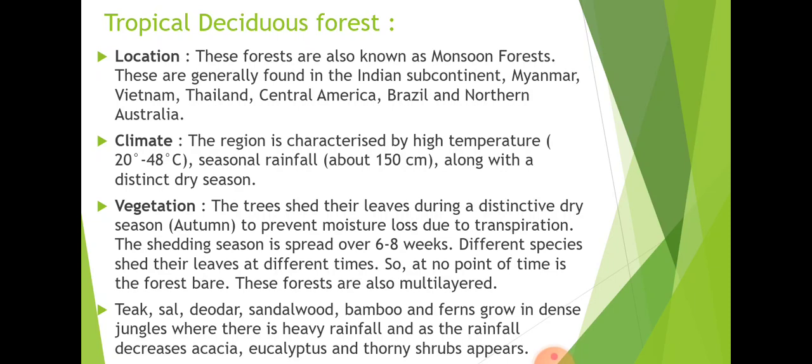Because of the distinct dry season, the trees shed their leaves, especially in the autumn season. When they shed their leaves, they prevent moisture loss due to transpiration. So they preserve moisture by shedding their leaves in the dry season. The shedding season is spread over 6 to 8 weeks, not more than 1.5 or 2 months. Different species shed their leaves at different times. So there are many trees which do not shed their leaves together.